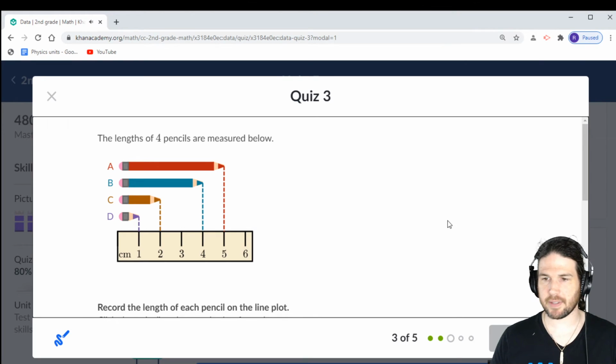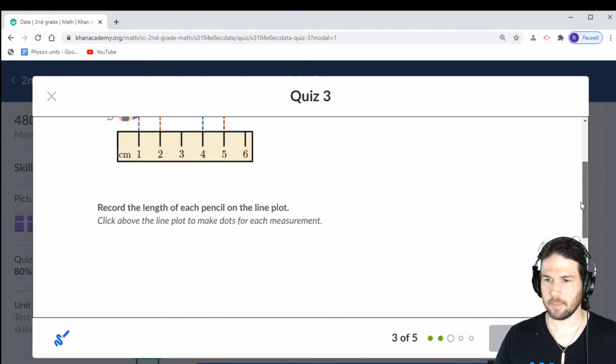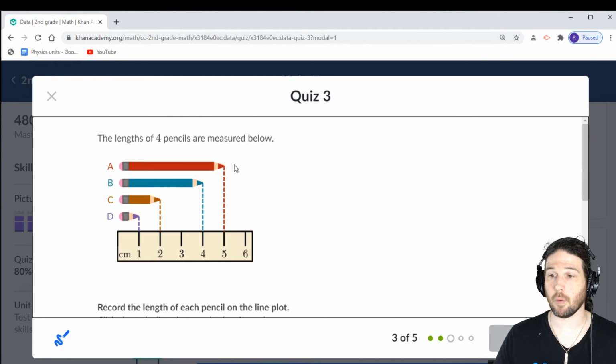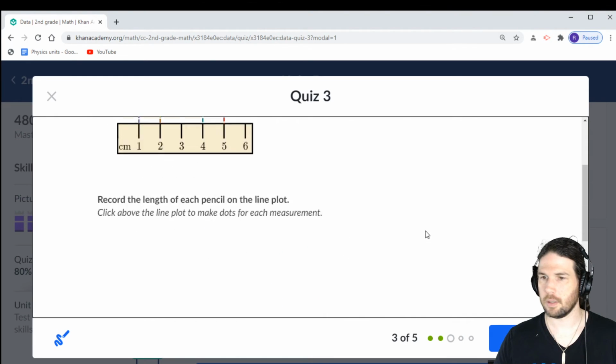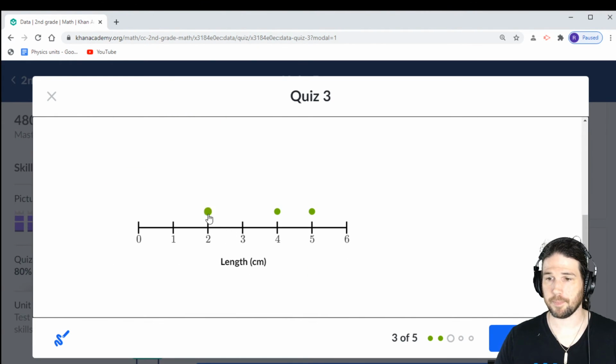Hey, pencil lengths. So I want to make a line plot, and I see that 1 is 5, 1 is 4, 1 is 2, and 1 is 1. So 5, 4, 2, and 1. 1 each.